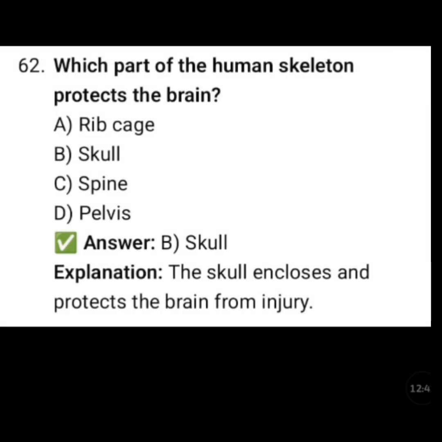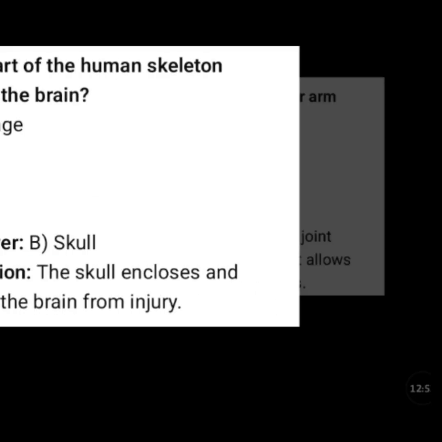Which part of the human skeleton protects the brain? Ribcage, skull, spine, pelvis. The correct answer is option B, skull. The skull encloses and protects the brain from injury.